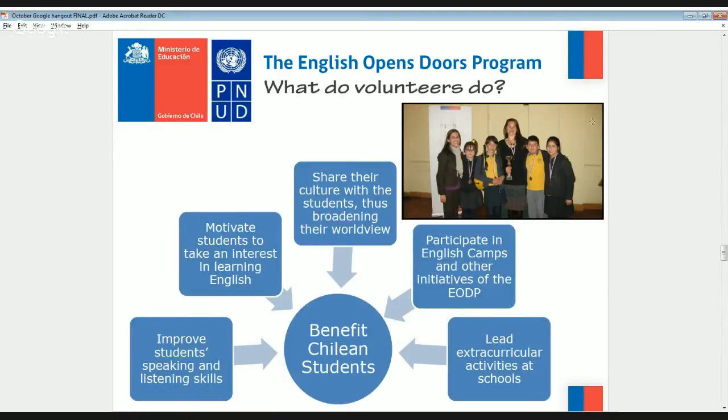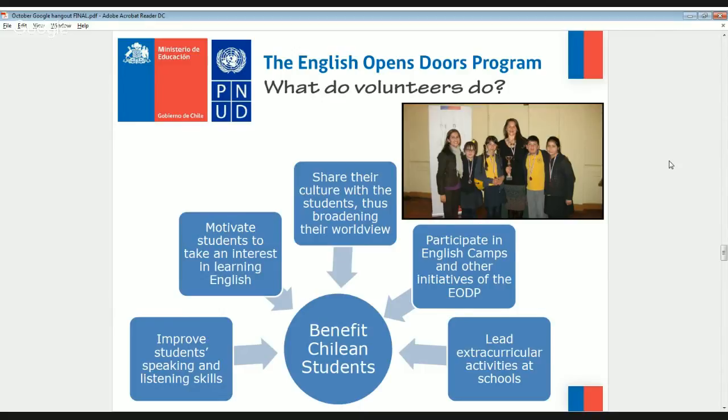So when we talk about what volunteers do, we're going to talk about it in two contexts. We're going to talk about how volunteers benefit the students, and we're going to talk about how our volunteers benefit the teachers. So let's start with the students. As I had said, our volunteers are working to really improve student speaking and listening skills by motivating them to really take an interest in learning English through the various activities that they would design and facilitate.